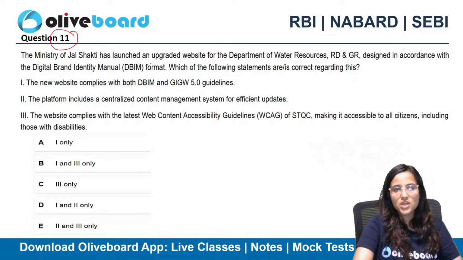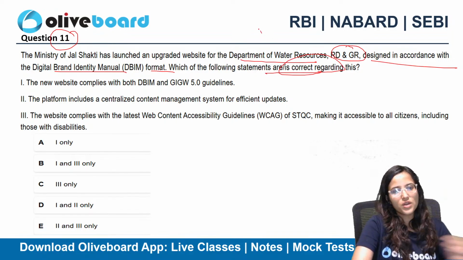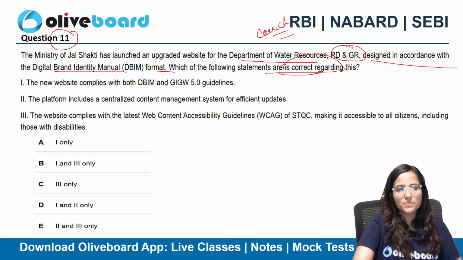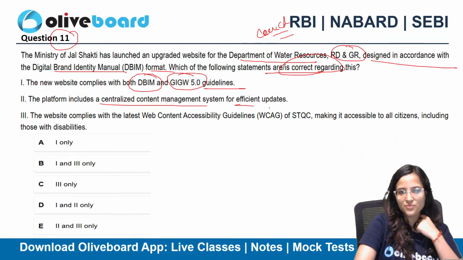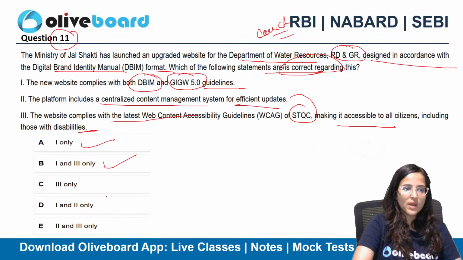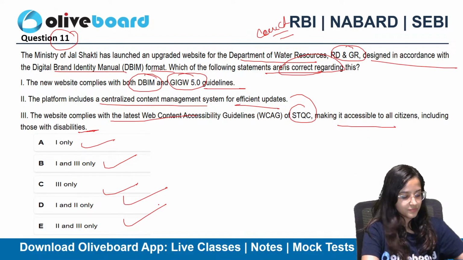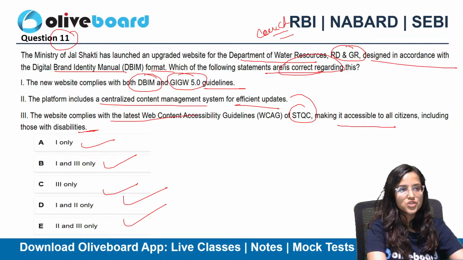Chalo. The Ministry of Jal Shakti, question 11. The Ministry of Jal Shakti has launched an upgraded website for Department of Water Resources, RDNGR, designed in accordance with the digital brand identity manual format. Which of the following statements are correct? First statement says the new website complies with both DBIM and GIGW 5.0 guidelines. Second, the platform includes a centralized content management system for efficient updates. Third, the website complies with latest web content accessibility guidelines of STQC, making it accessible to all citizens, including those with disabilities. 1 only, 1 and 3, 3 only, 1 and 2, or 2 and 3 only. What is the answer? Question number 11, what is the answer?